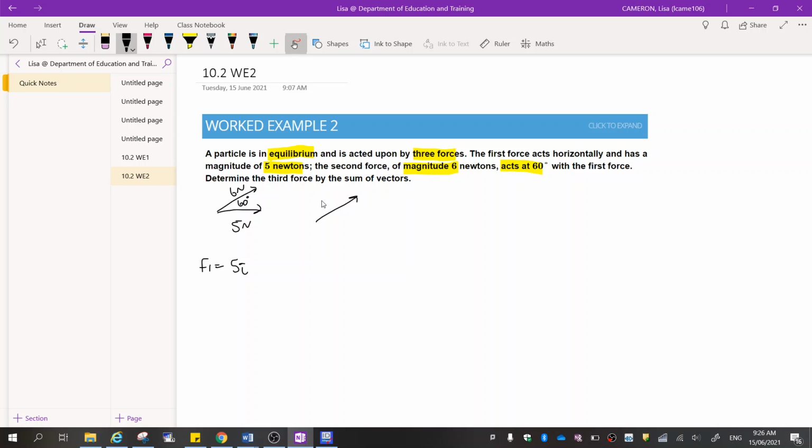Now, if you think about this 6 newton force at 60 degrees, I can break that down into the i component by saying 6 cos 60 degrees i plus 6 sine 60 degrees j. Now, if I'd chosen to put that force below, this j component would be negative. So that's the only effect it's going to have. It's got a 6 in the front because the hypotenuse there is 6.